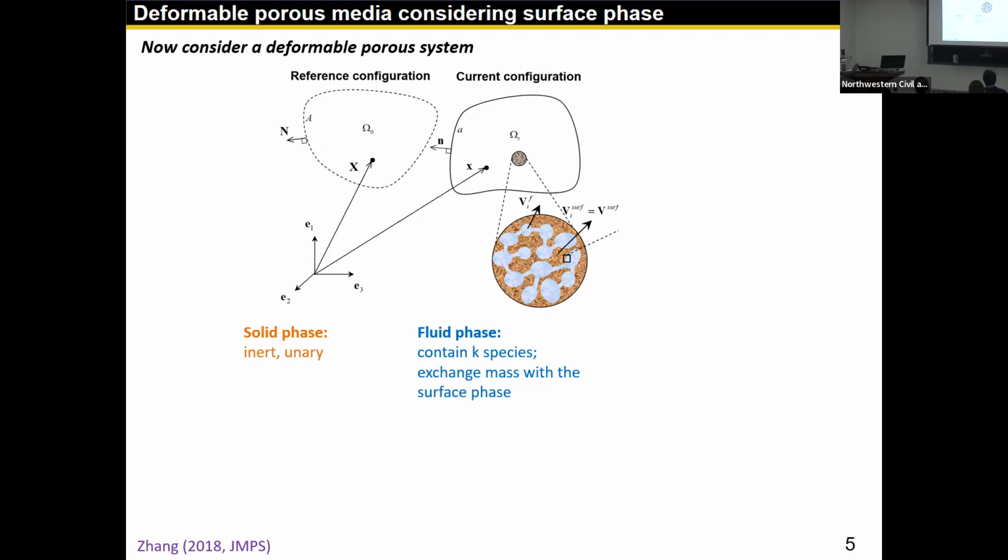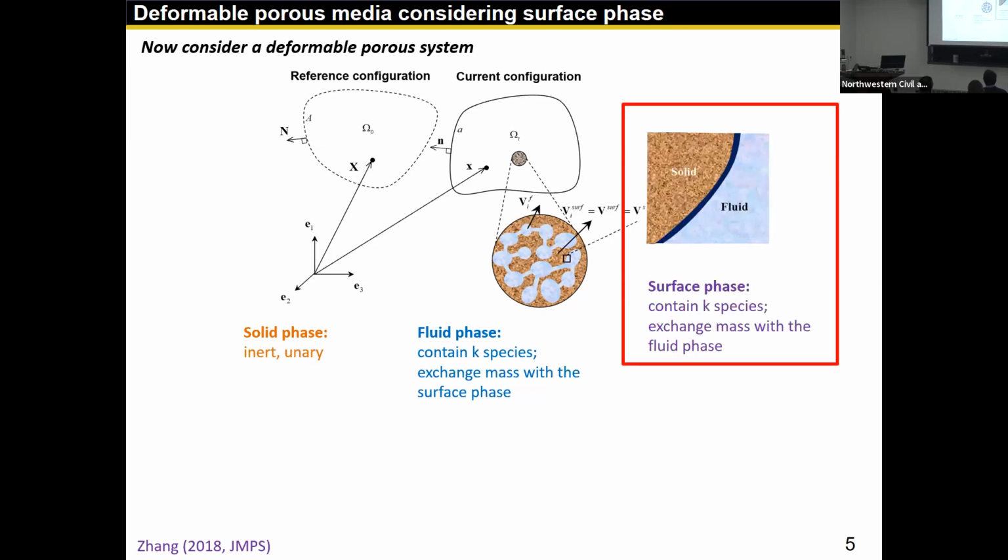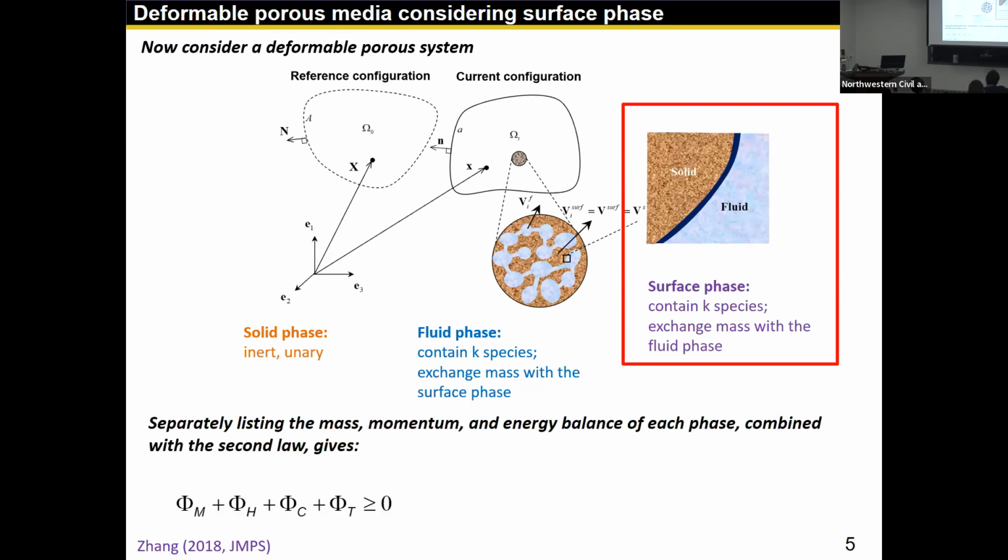For the fluid phase, I will consider the most general case where there can be k different species, so a fluid mixture. What's more, I would say the innovation in this work is to add an additional surface phase at the same point. So it's a three-phase mixture, it contains k species as well, and it exchanges mass with the fluid through sorption and desorption.